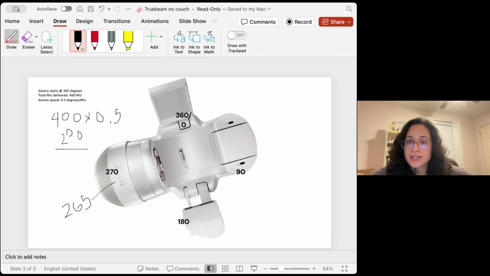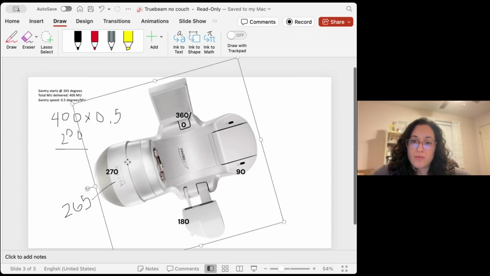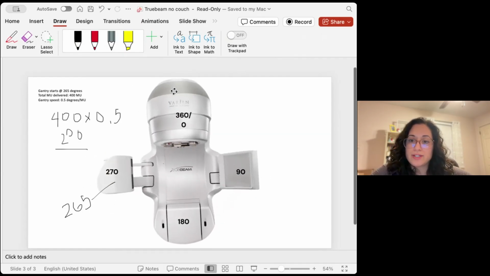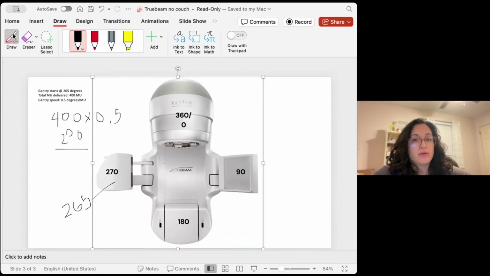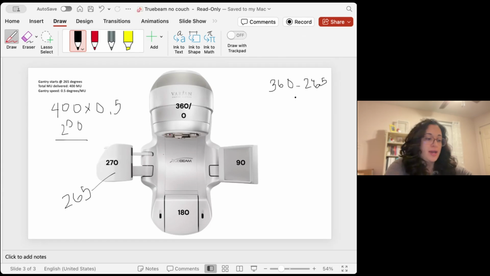So now we'll just do the same steps. Now we need to find out how many degrees it will rotate to get to that home position. So from where it started at 265 to 0 or 360, it'll be the same exact thing we did last time. So 360 minus our starting, which is 265, and that gets us 95.